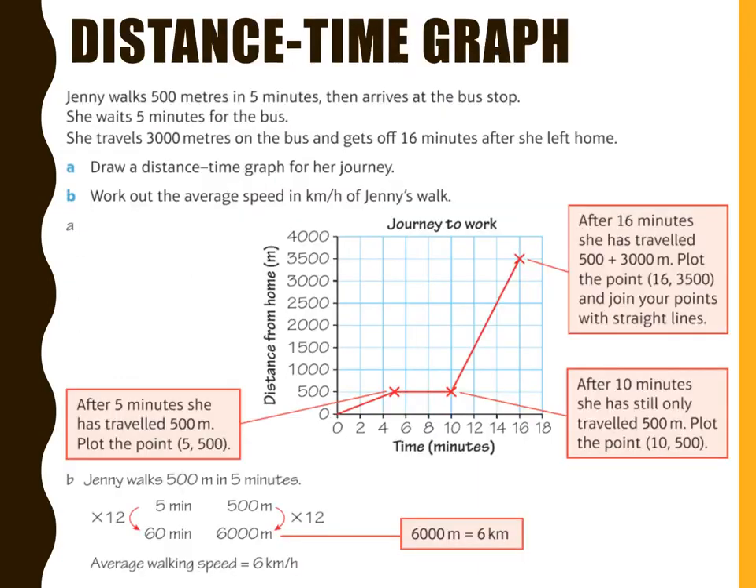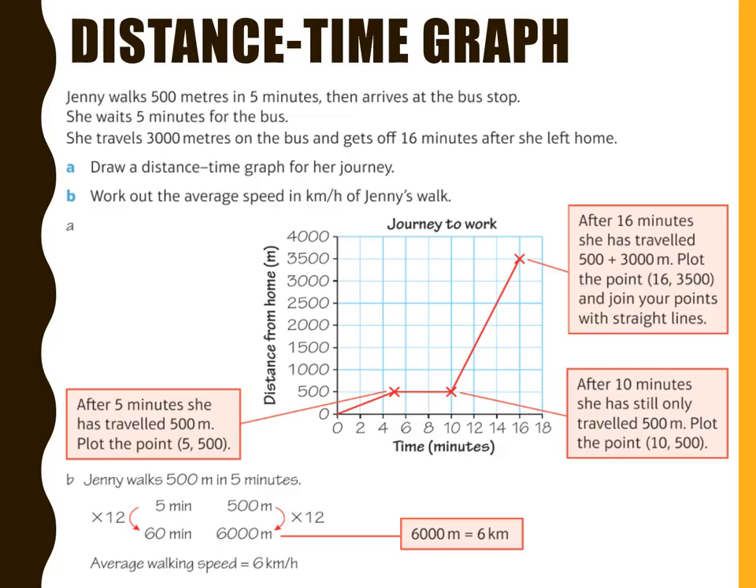Okay, so we have a distance time graph. Jenny walks. This is a different type of graph, right? The one we've just done was a real life graph. This is a distance time graph. Jenny walks 500 meters in 5 minutes, then arrives at this bus stop. The first thing I will do is highlight it.